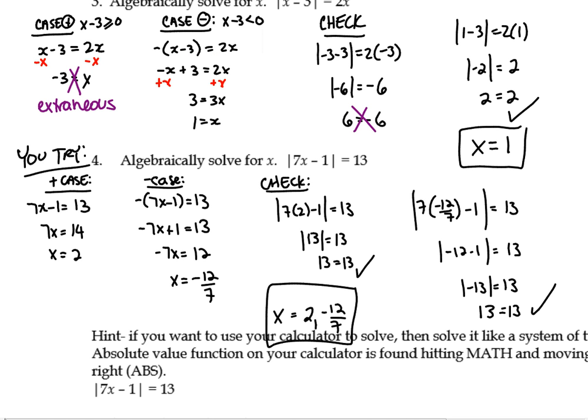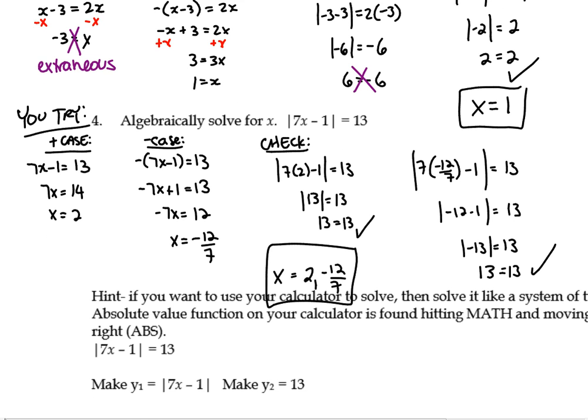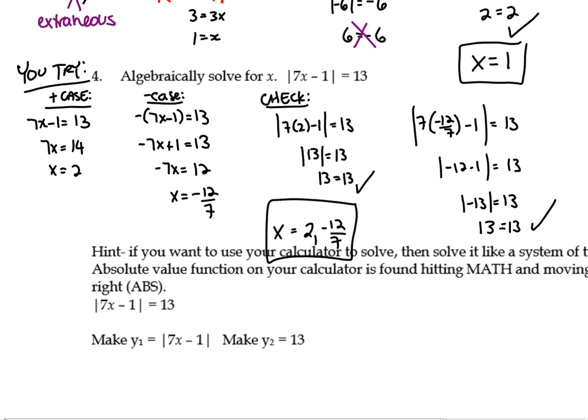Check that you have the same thing. Okay? So it doesn't always have to be a beautiful integer as your answer. It could be a rational number, like -12/7. Okay?